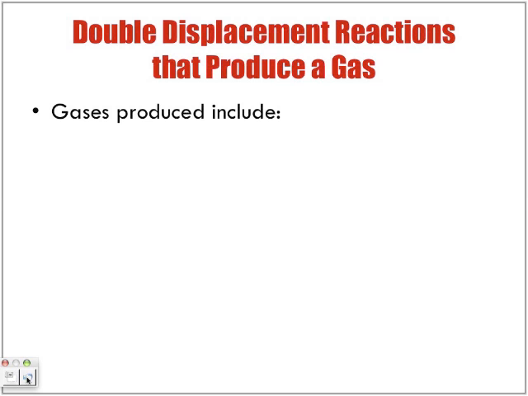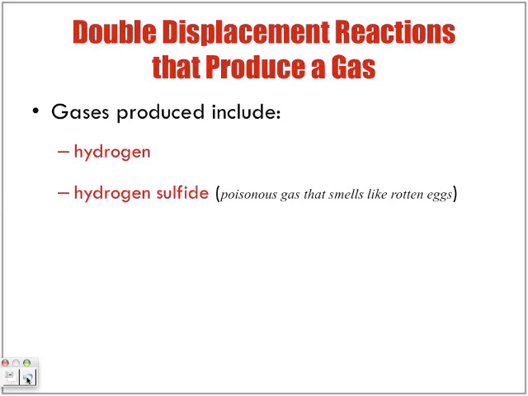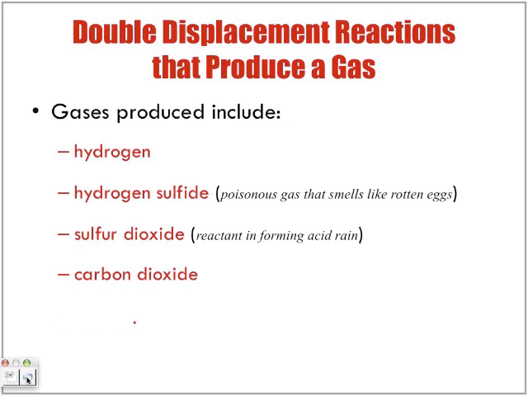Double displacement reactions that produce a gas. If you have these, the solubility chart is unimportant, so we're not going to use it for such equations. Gases produced include hydrogen, so we'll produce hydrogen gas; hydrogen sulfide, which is a poisonous gas that smells like rotten eggs; sulfur dioxide, which is a reactant in forming acid rain; carbon dioxide, we know what carbon dioxide is; and ammonia. So these are 5 different types of gases that we can produce in double displacement reactions.